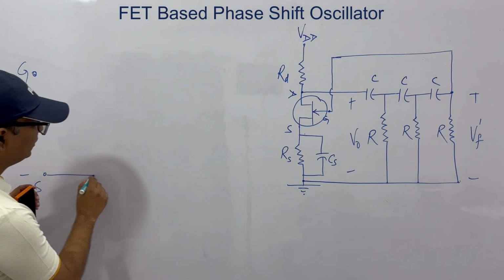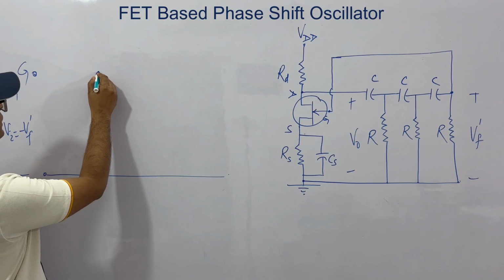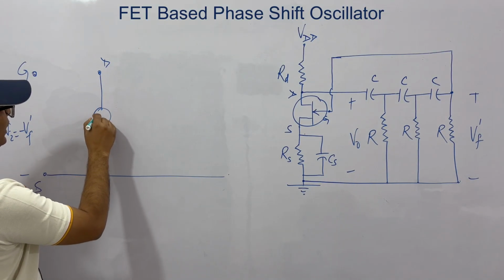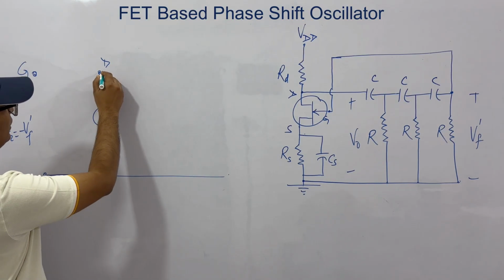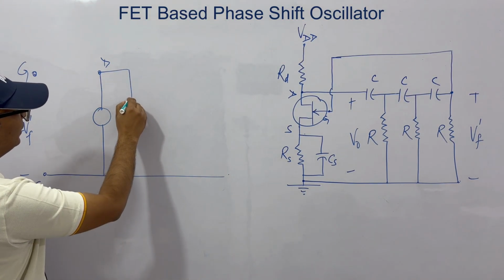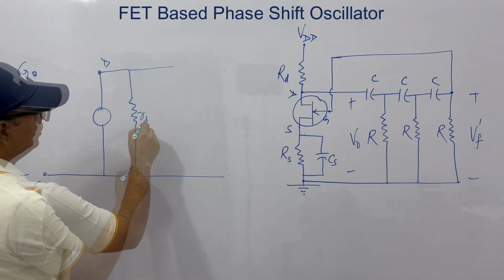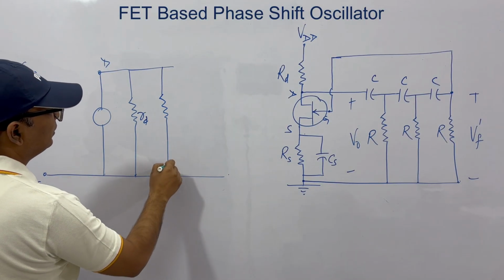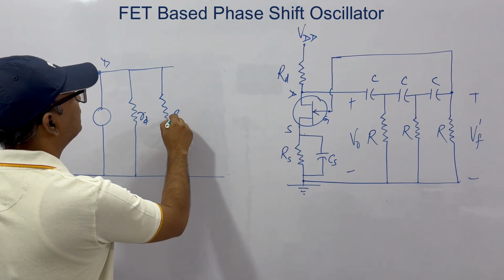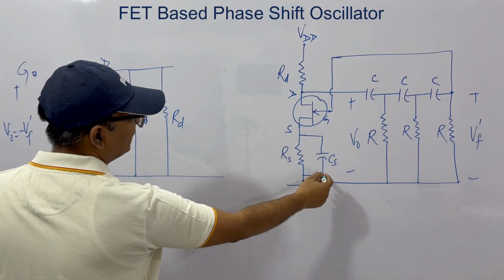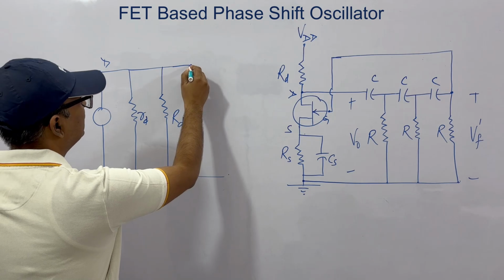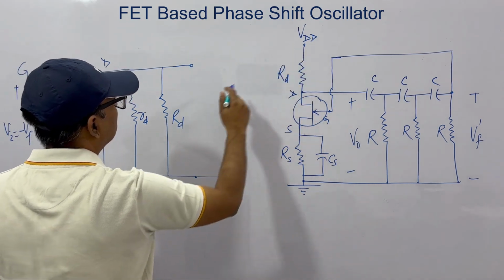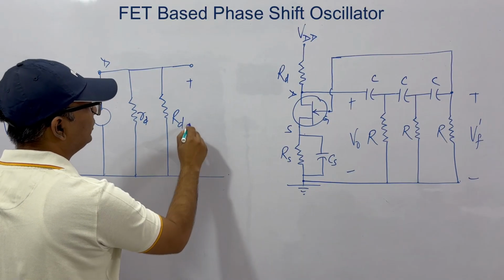Here, let's say this is your drain D. At this point you will have this, then of the field effect transistor, this is your RD, this resistor, this is bypassed. So here is your output, across this resistor, this is your output, V output.